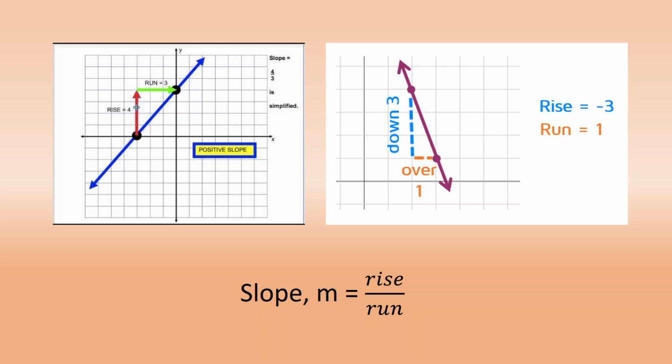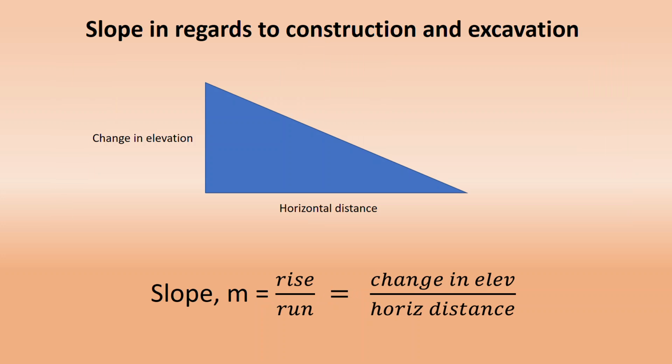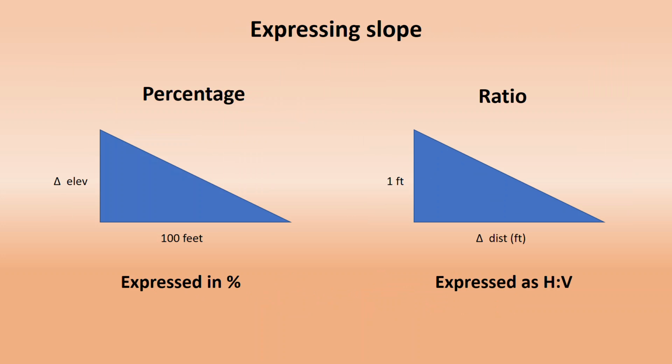This is a bird's eye view perspective, or a plan view perspective, and we're going to talk now with regards to slope from kind of a construction, surveying, excavation point of view. So this is a profile view, and the equation's the same. Slope is still rise over run, but now the rise is going to be a change in elevation, and the run is going to be a horizontal distance expression.